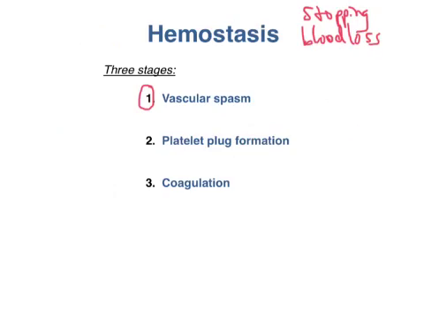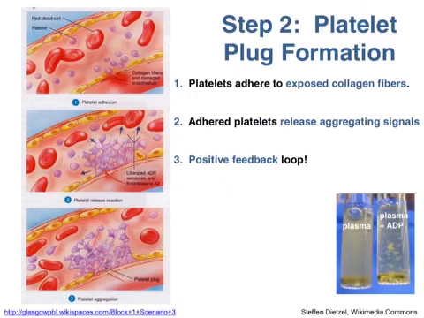The second stage of hemostasis is formation of a platelet plug. So this is where our clotting specialists come in. When you have damage to a blood vessel, it exposes connective tissue lying underneath the vessel wall. Platelets adhere to the collagen fibers in this connective tissue. So they latch onto the collagen fibers. You also have damaged endothelial cells start releasing molecules that activate platelets.